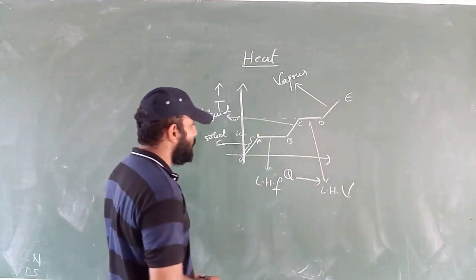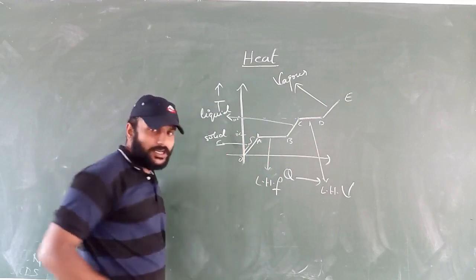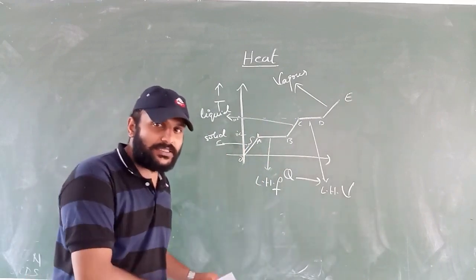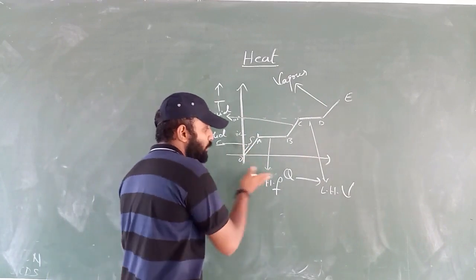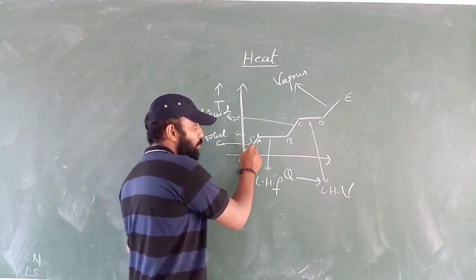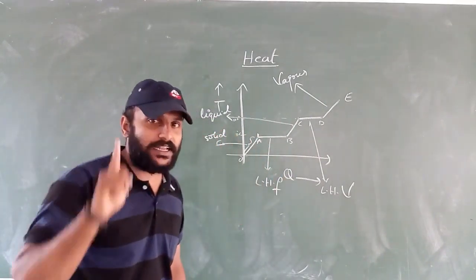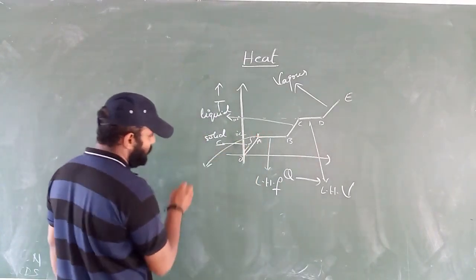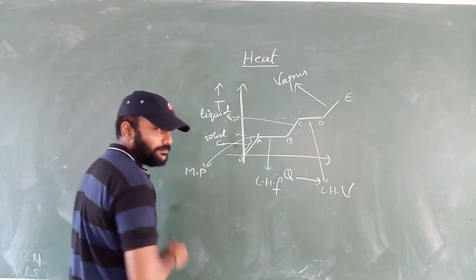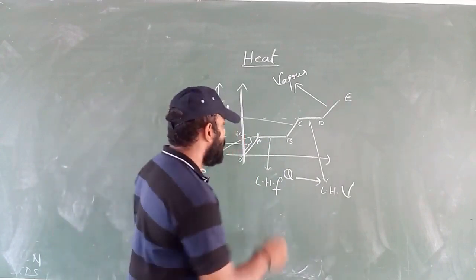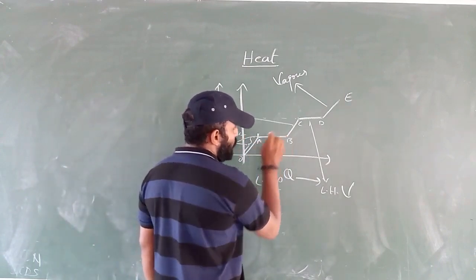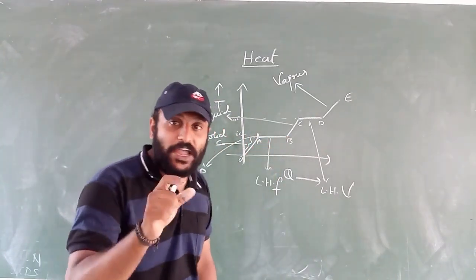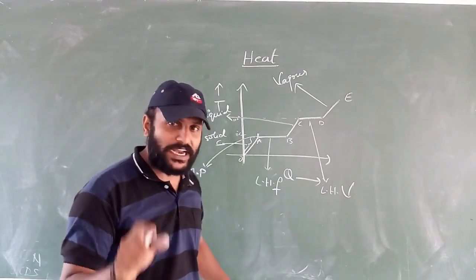So we have understood that OA tells about the solid state, which is below 0 degrees Celsius. As we go on increasing the heat energy, the temperature rises and stops at 0 degrees Celsius. This point is called the melting point. The part where the temperature is not changing is the latent heat of fusion.